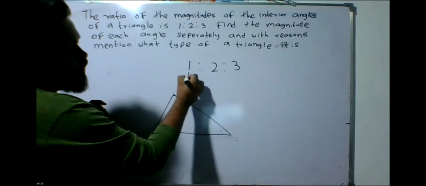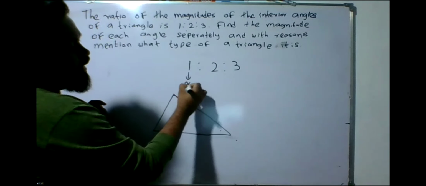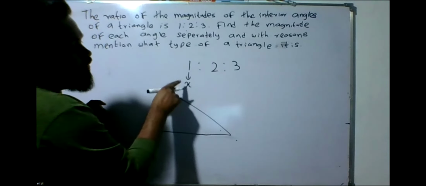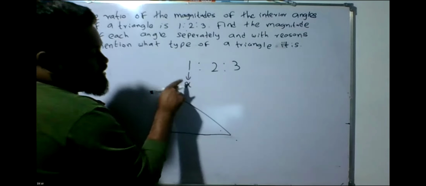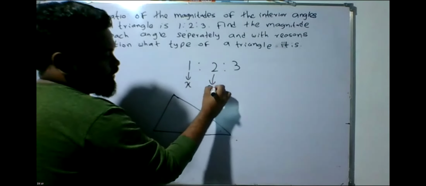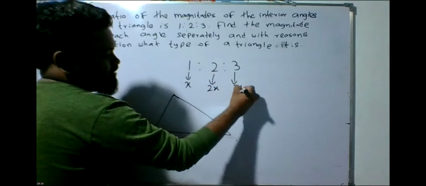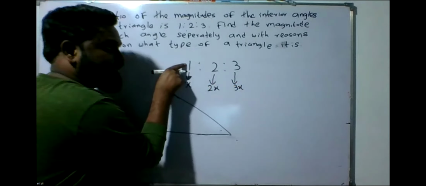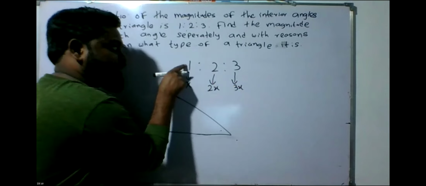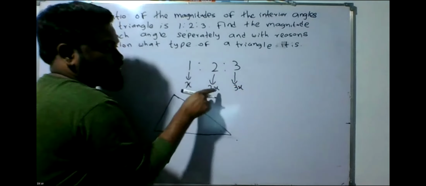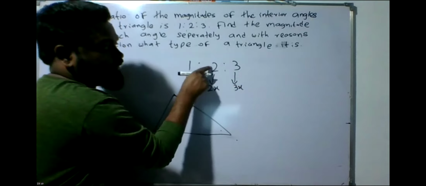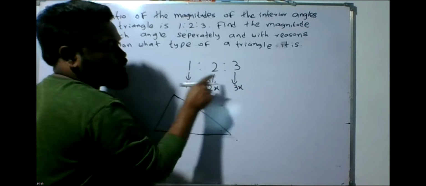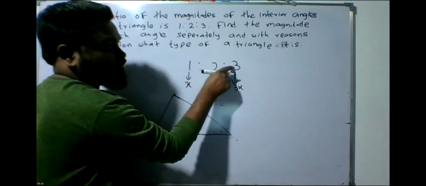The angle represented by 1, I take the magnitude as x. So if this is x, this should be 2x, and this should be 3x. Because the second is double. If this is 1, this becomes 2. If this is x, this should be 3x. If this is one, that is three.